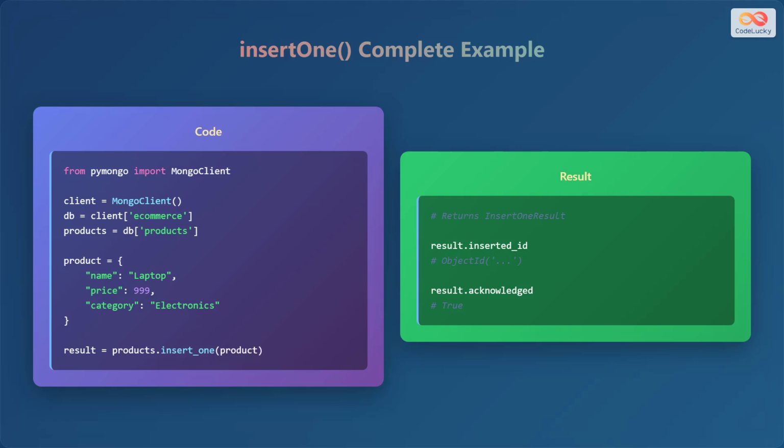The insertOne method returns an InsertOneResult object. To access the ID of the inserted document, use result.inserted_id. This would return an ObjectId. To check whether the insertion was acknowledged by MongoDB, you can access the acknowledged property, which would return true.